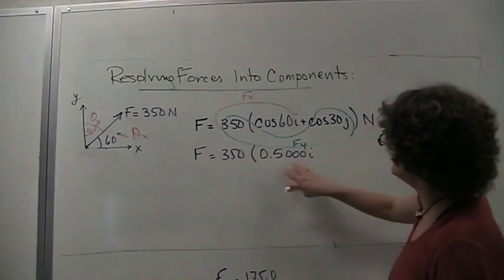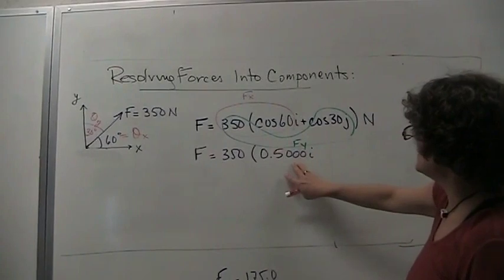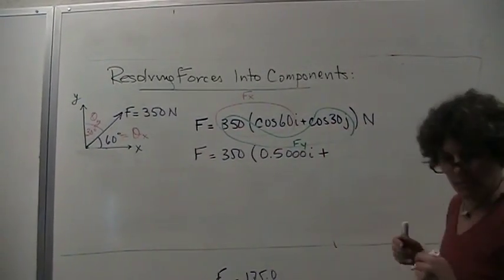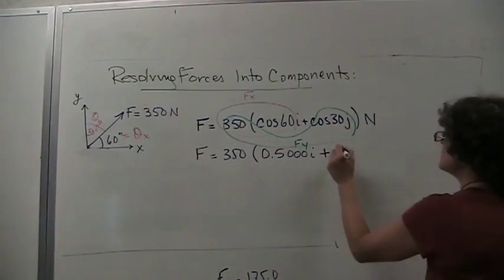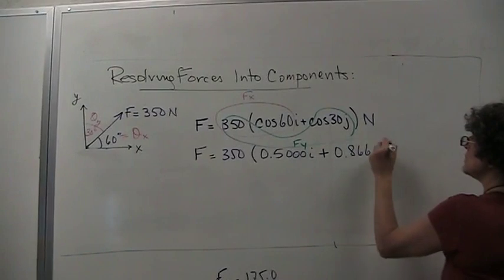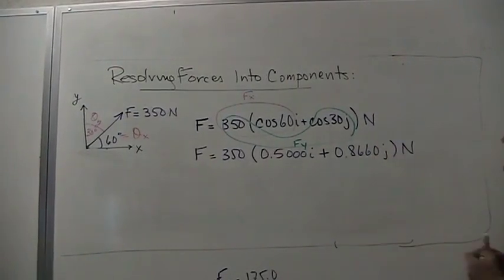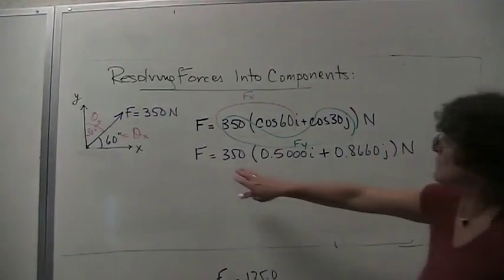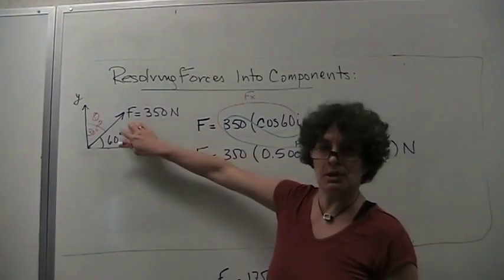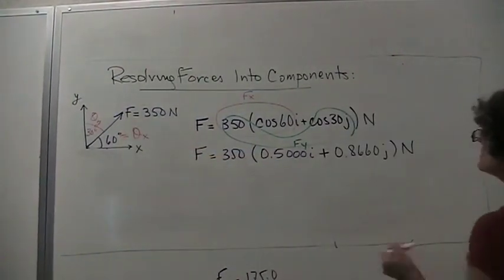So 350 times the cosine of 60, I carry it down, 0.5i. And what is the cosine of 30? What is it, 0.866? Yeah, 0.8660. Again, I'm putting 4 decimal places, j. So let's take a look at this now. 350 represents what? The magnitude of this force. What does this guy represent?